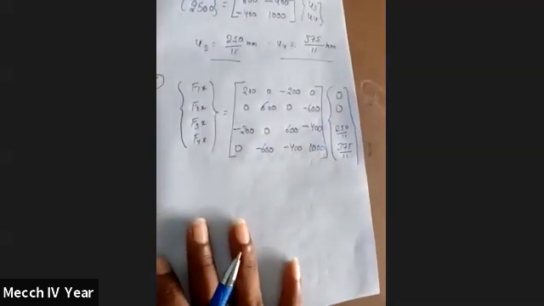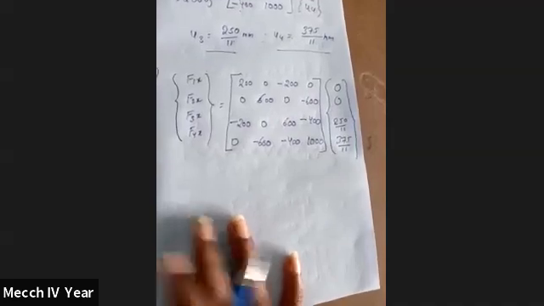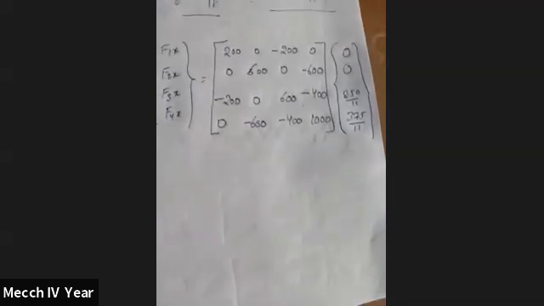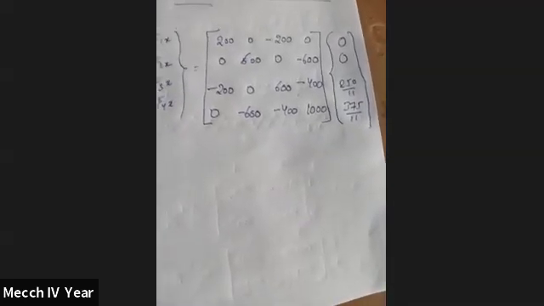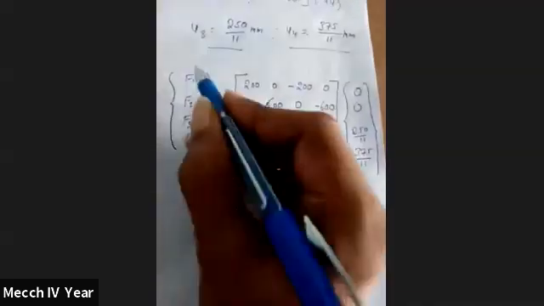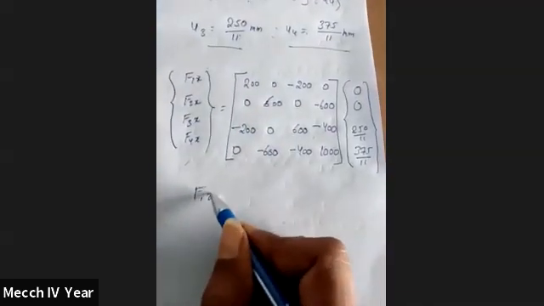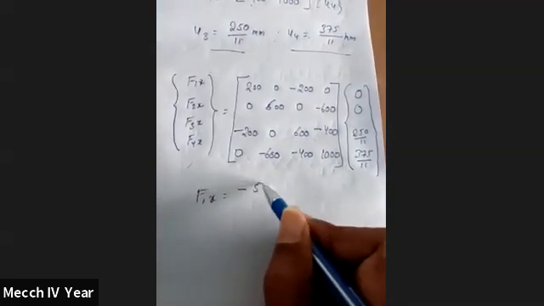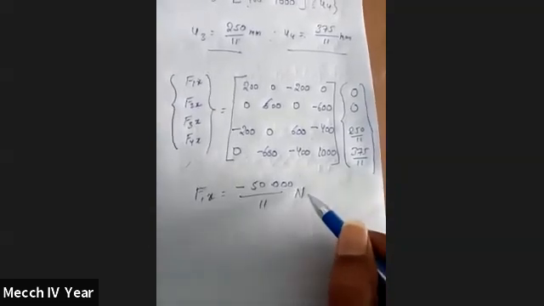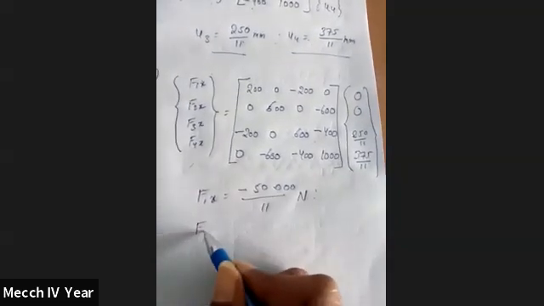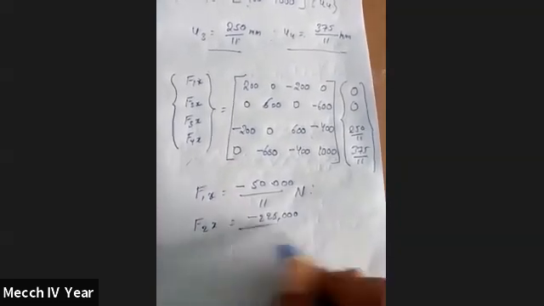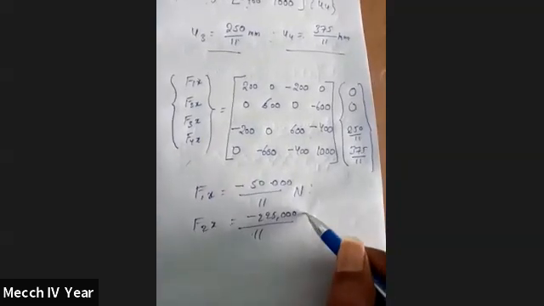Okay, multiplying the matrix, this equation, and we will get the answer. Simplifying, we obtain the force at each node. Multiply this thing. What happened in here? F1x is equal to minus 50,000 divided by 11 newtons, and then here F2x is equal to minus 2200 by 11. Okay, this is in newtons.